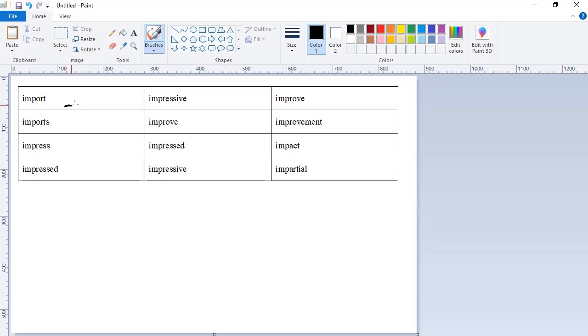So, import is M-P-O-T. Port, diba? Port is P-O-T. Pangit. Bakit ayaw? It's hanging. Ayaw. Ayaw talaga. What happened?